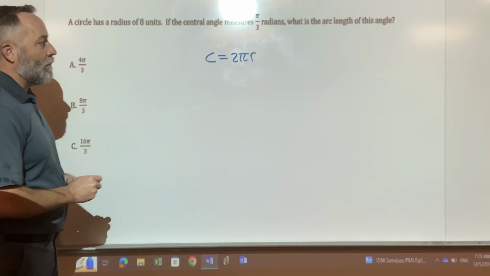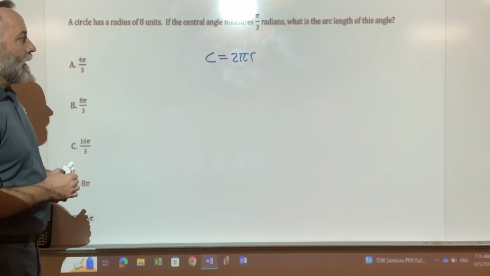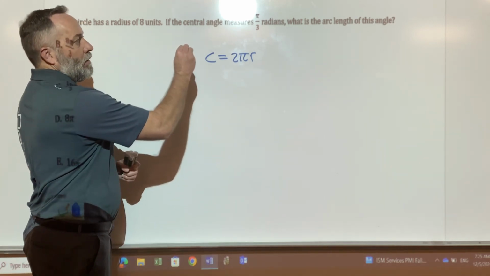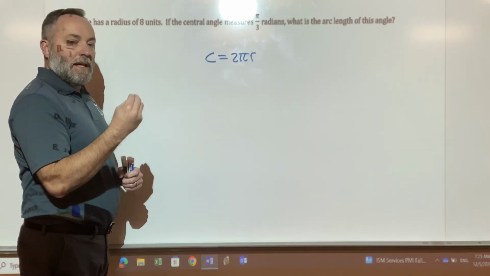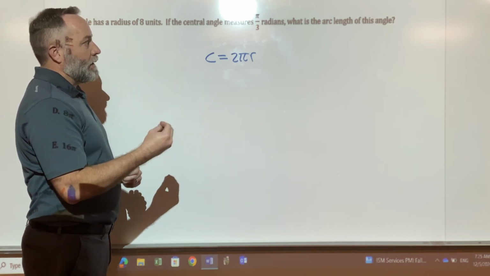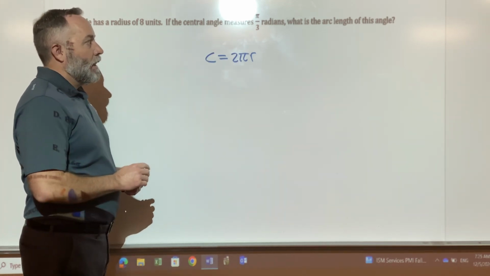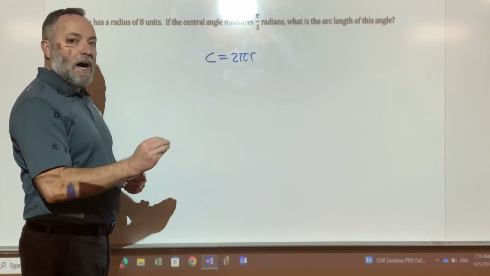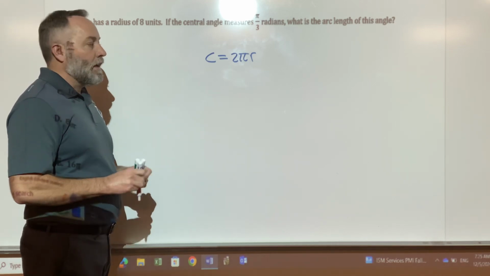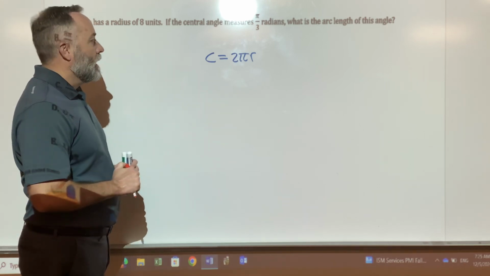So we're going to find what portion of the total circumference we are asked about here. The way that we do that, if we were given degrees, we would take our central angle and divide it by 360. How much of the full circle are we looking at? So 360 is a full circle in degrees, but in radians, which is what we have here, a full circle is 2 pi. If you're familiar with the unit circle, that will make more sense to you. But if not, a full circle in degrees is 360. A full circle in radians is 2 pi.